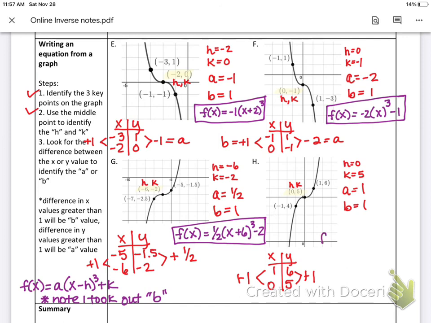Okay, and then let's look at h, our last one. So we have f of x is equal to, our a here is 1, so you don't need to necessarily write 1 in. If you want to, you can, but you don't have to. I'm going to just go ahead with the parentheses. And then notice our h here is also 0, so I don't need to write anything in there. Again, I could put x plus 0 or x minus 0, and that would be fine too. And then our k is 5, so we're just going to put plus 5.